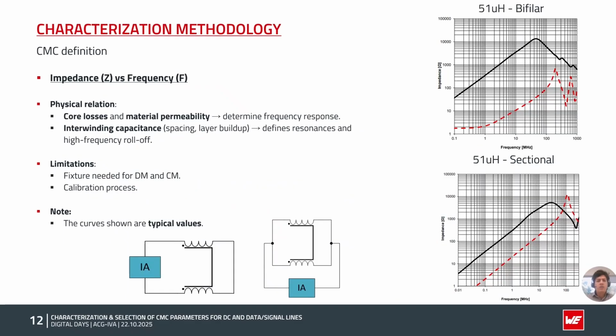Now, let's take a look at impedance versus frequency. The frequency response is mainly determined by the core losses and the permeability of the material. Additionally, the interwinding capacitance, which depends on factors like spacing or layer buildup, defines the resonances and the high-frequency roll-off. Regarding limitations, we need to keep in mind that the fixture is needed to perform both differential mode and common mode measurements, and a proper calibration process is essential to ensure reliable results. Finally, note that the curves presented here are typical values and may vary depending on the specific component and conditions.